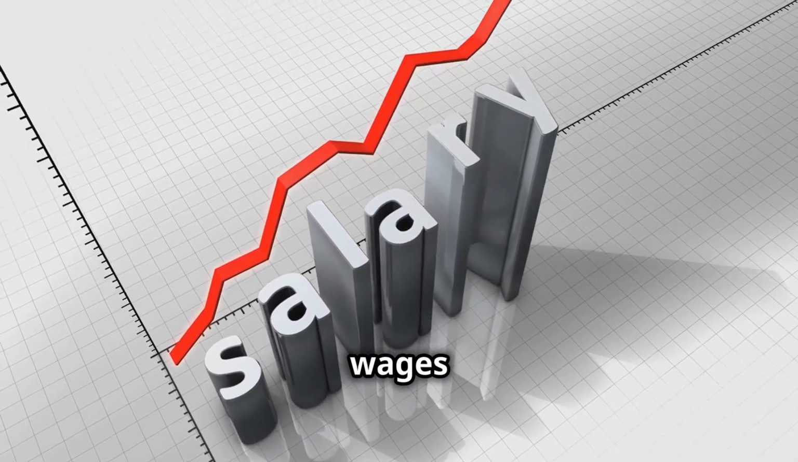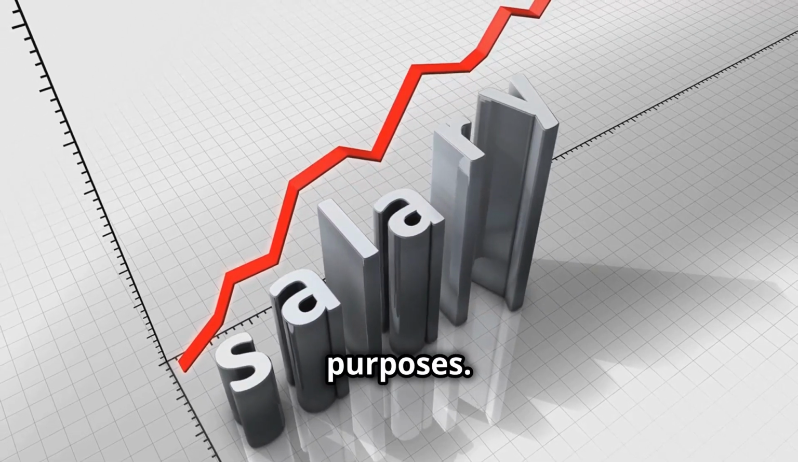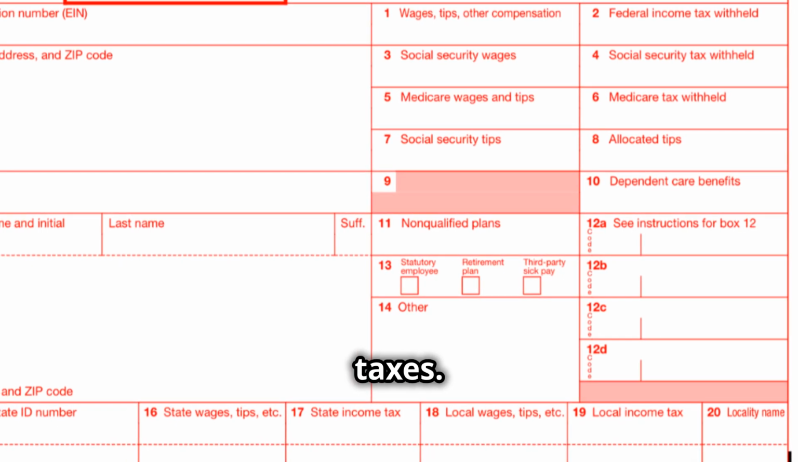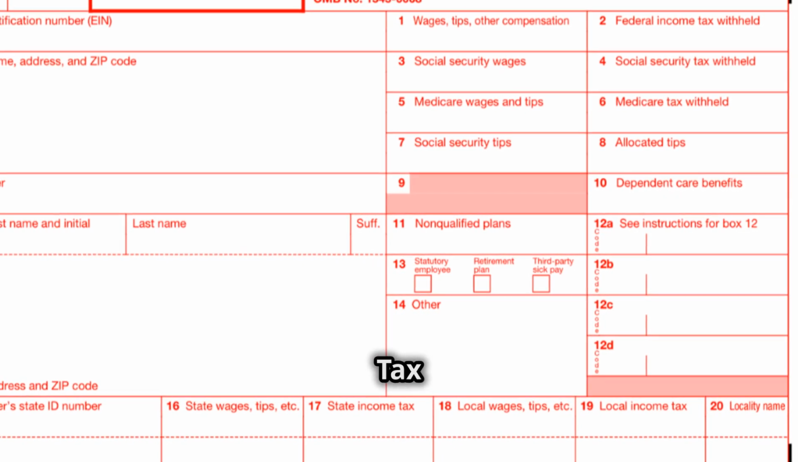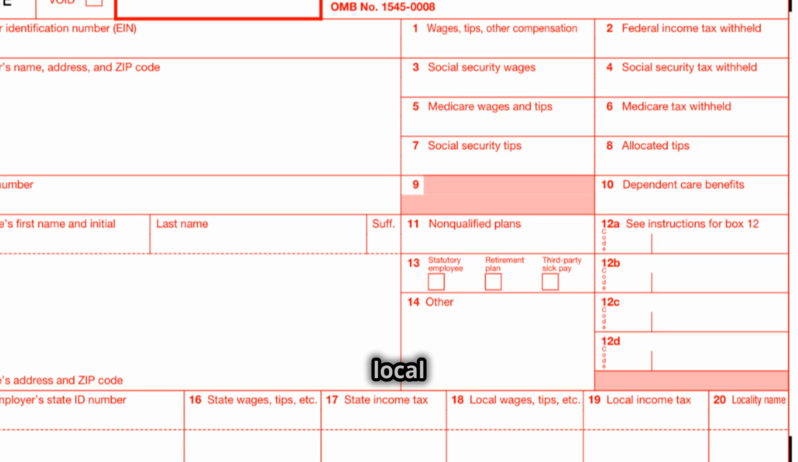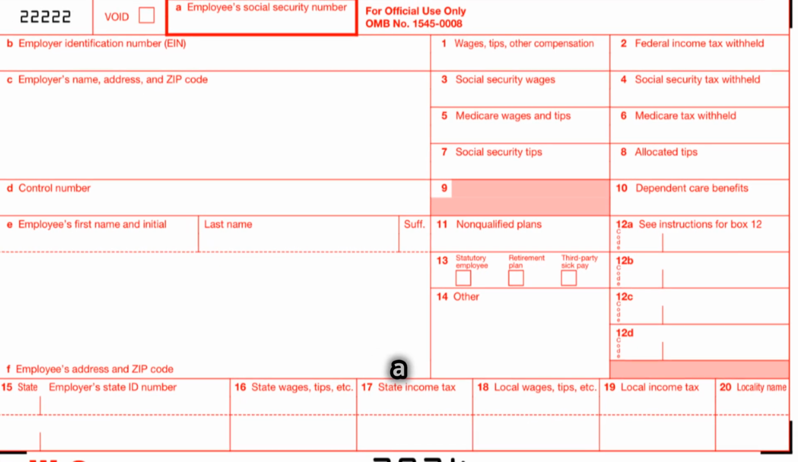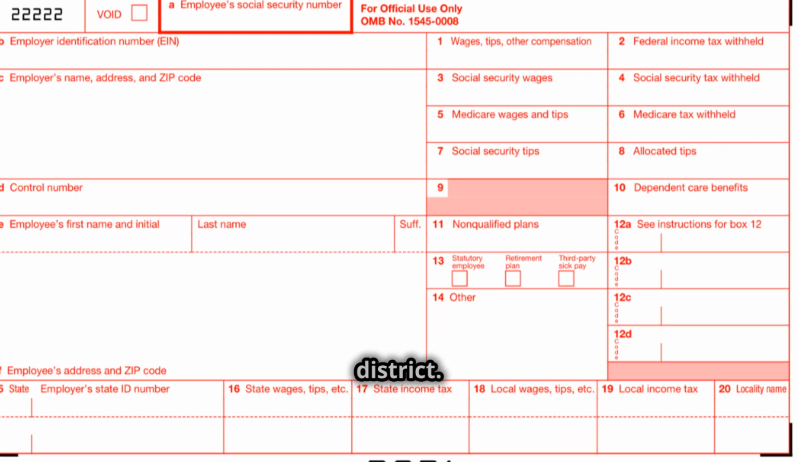Total taxable wages for local income tax purposes. Examples: wages subject to city, county, or local income taxes. Box 19, local income tax. What it reports: the amount of local income tax withheld from wages. Examples: taxes withheld for a specific city, county, or school district.